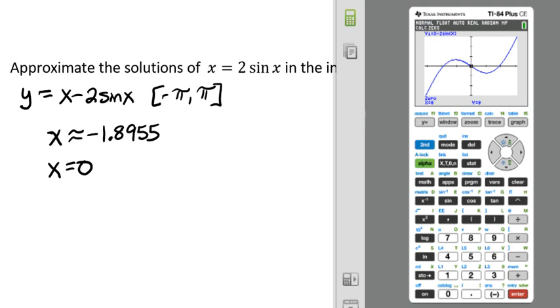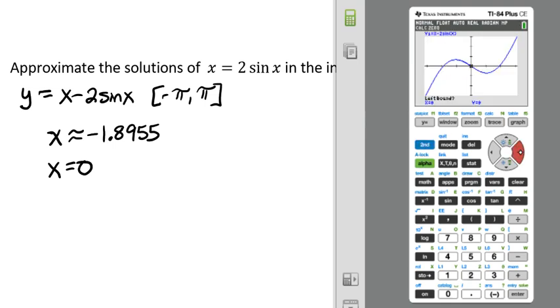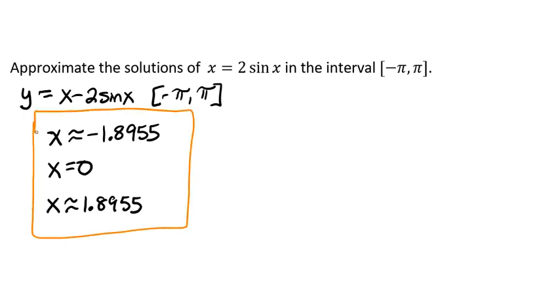And now we'll find our third point by going to second, trace, using our second option again. And we want to be on the left-hand side, and then on the right-hand side of that intersection point. So our intersection point is between our 2 lines. So we'll hit enter, and we get a positive 1.8955. So x is going to be approximately 1.8955. And those are going to be our approximated solutions on the interval negative pi to pi.